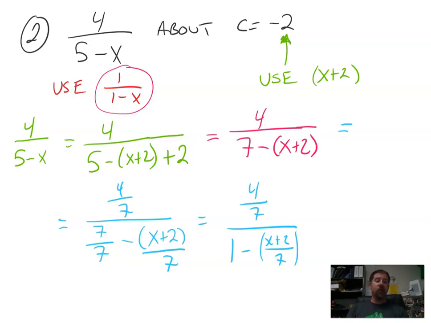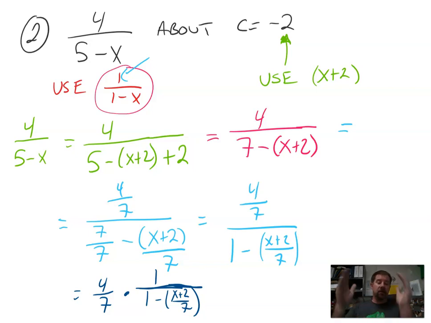Now the last step is I need a 1 on top of this thing up here. So I'm going to factor out that 4 over 7 and rewrite this as 4 over 7 times 1 over 1 minus x plus 2 over 7, right? 1 over 1 minus u. Now I'm in that form, and so now I can use substitution.